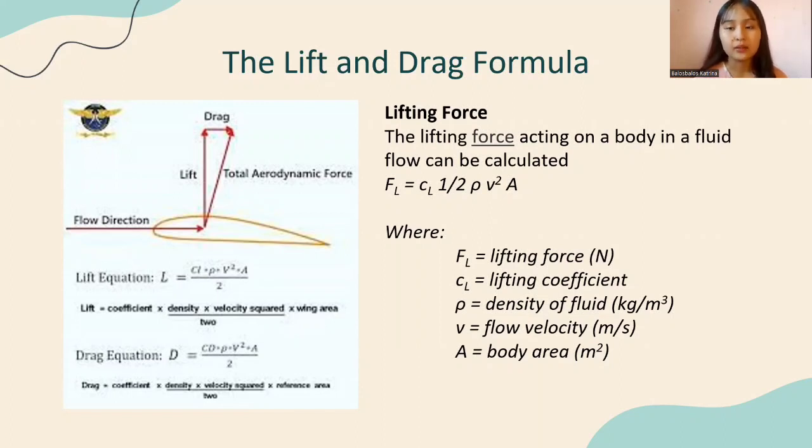The lifting force acting on a body in a fluid can be calculated as F sub L equals C sub L times P times V squared times A all over 2. Where F sub L is the lifting force, C sub L is the lifting coefficient, P is the density of the fluid or yung air, syempre yun yung dumadaloy sa mga blades natin. V is the flow velocity and A is the body area. Actually, the drag force is kaparehas lang nito, nagkaiba lang sa mga coefficients natin.